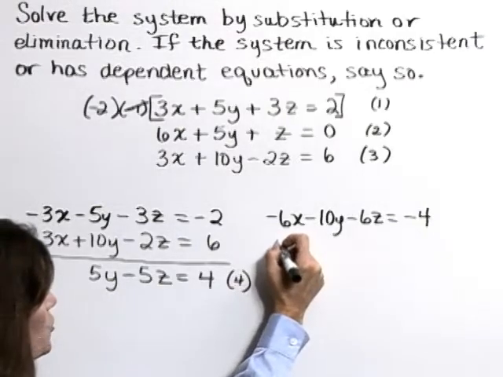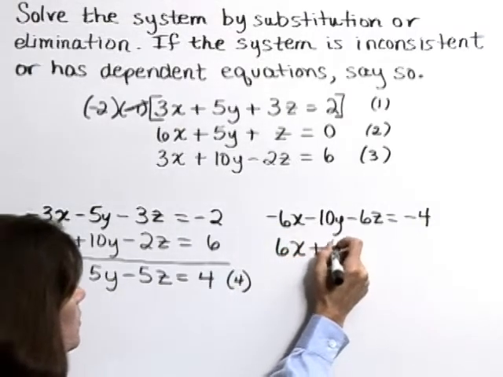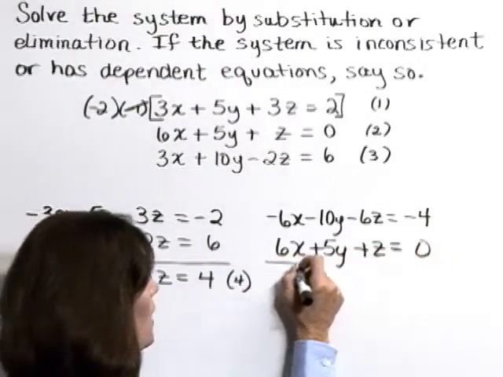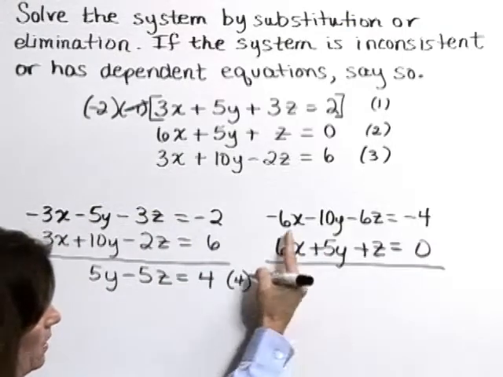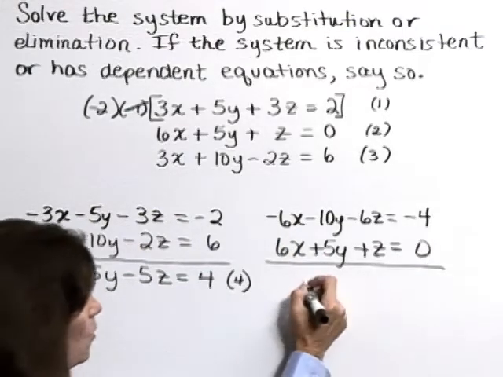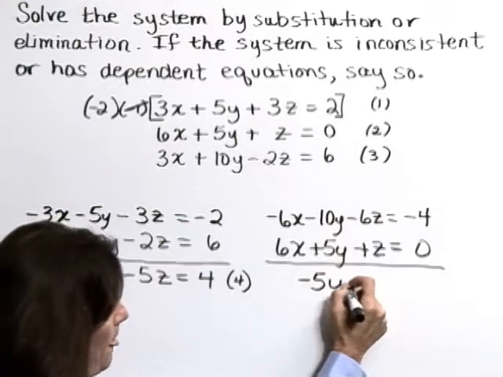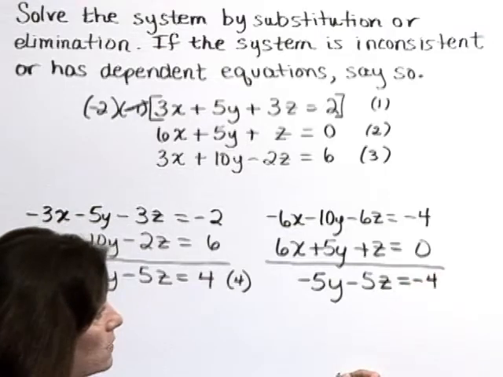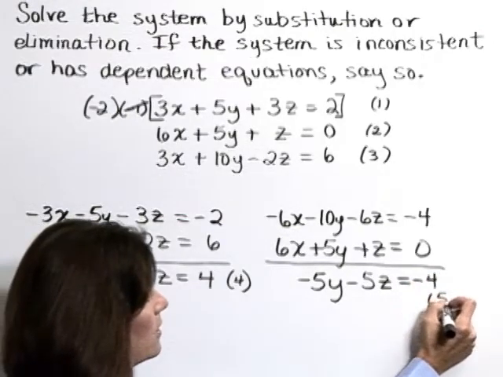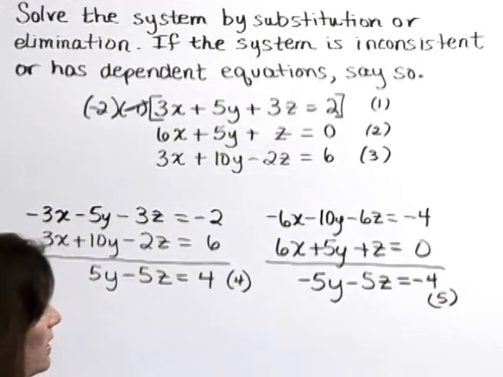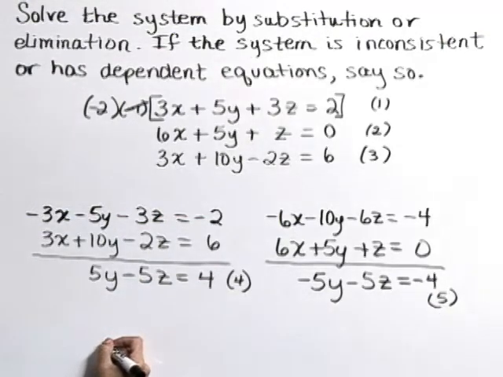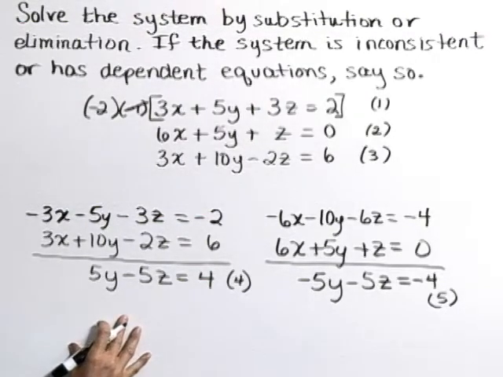Let's just write equation 2 underneath it. 6x plus 5y plus z is equal to 0, and let's add these equations together. Variable x eliminates. We get a -5y minus 5z is equal to a -4. I'm going to call that equation number 5. Now let's focus on these 2 equations, numbers 4 and 5, and let's solve this system for either y or z. I'm going to use elimination with them.